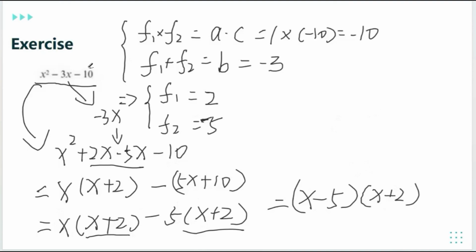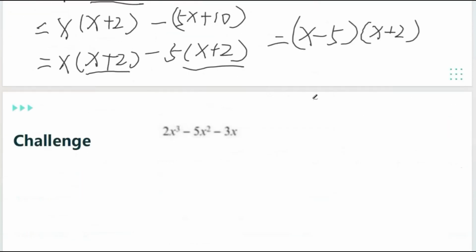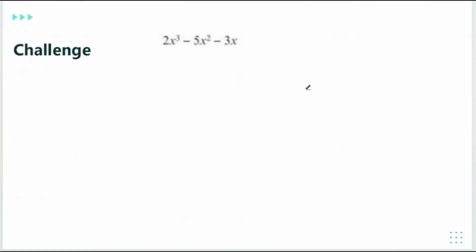This was a simple exercise, and now we have to move on to the challenge. Okay, I'll give you 1 minute to think about how to solve this equation. This comes to x cubed, not x squared. So think about how to do this. You can stop the video and think, do some drafting yourself to solve this.